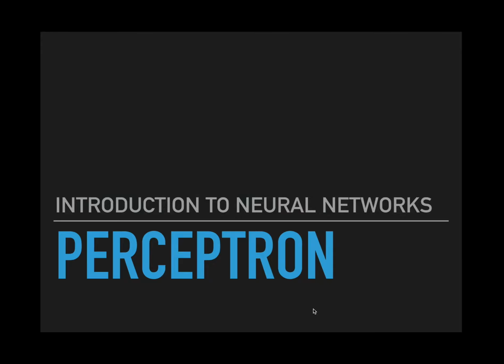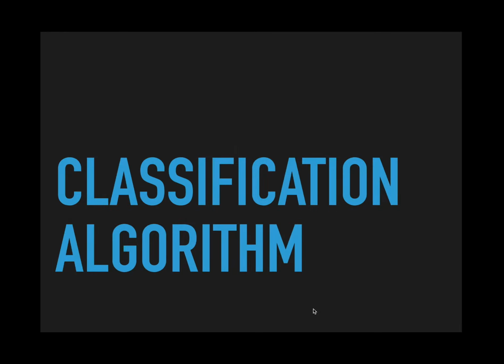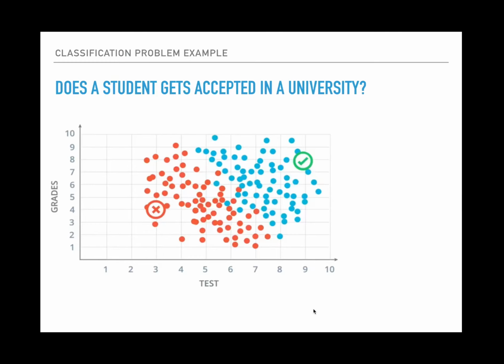It is an introduction to the neural network basic algorithm, to start with the neural network. So it is a classification algorithm. We will see what the classification problem is first. So let us take an example.